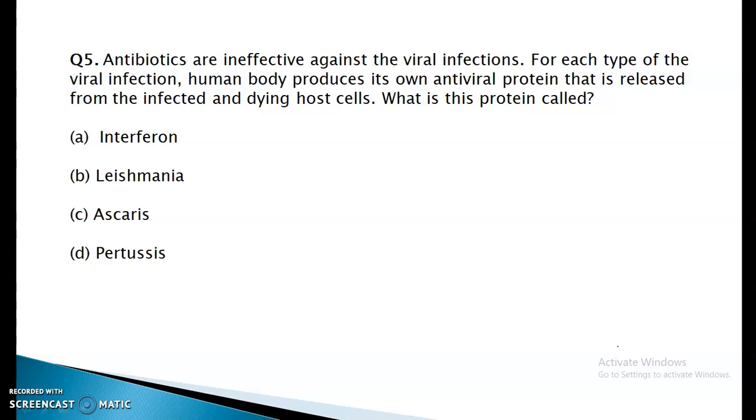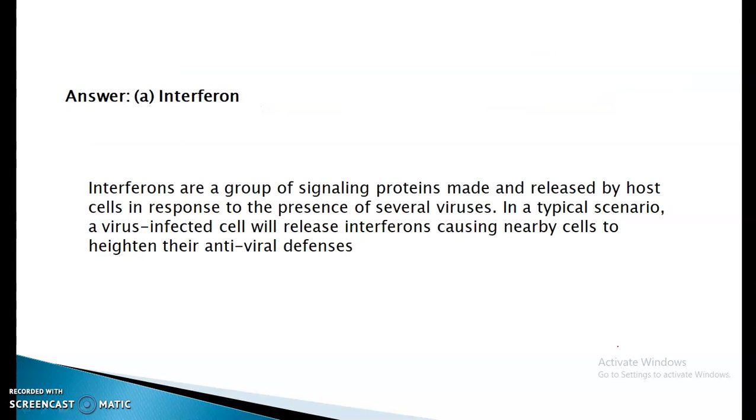Antibiotics are ineffective against viral infections. First thing, for each type of viral infection, the human body produces its own antiviral protein. Here you need to name that protein which the human body itself produces in order to respond against the viral infection, that is released from the infected and dying host cell. So the correct answer for question number 5 is option A, that is interferon. See children, this is a very new thing for you. I have mentioned over here, interferons are a group of signaling proteins.